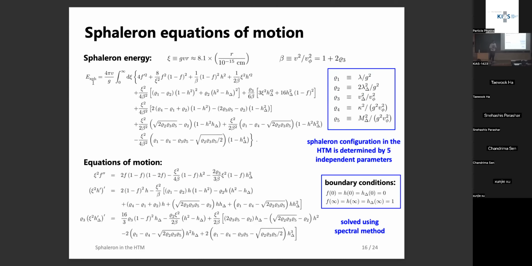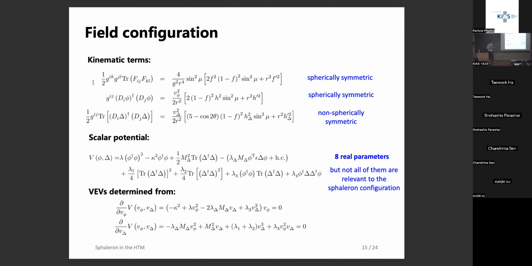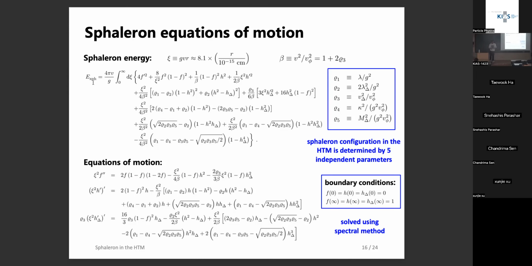Okay. Now it's time to calculate the Sphaleron energy. We can substitute all of the previous terms into the energy functional, and we obtain the expression of the Sphaleron energy. Here we have defined a dimensionless quantity C, which is used to characterize the typical scale of a Sphaleron.